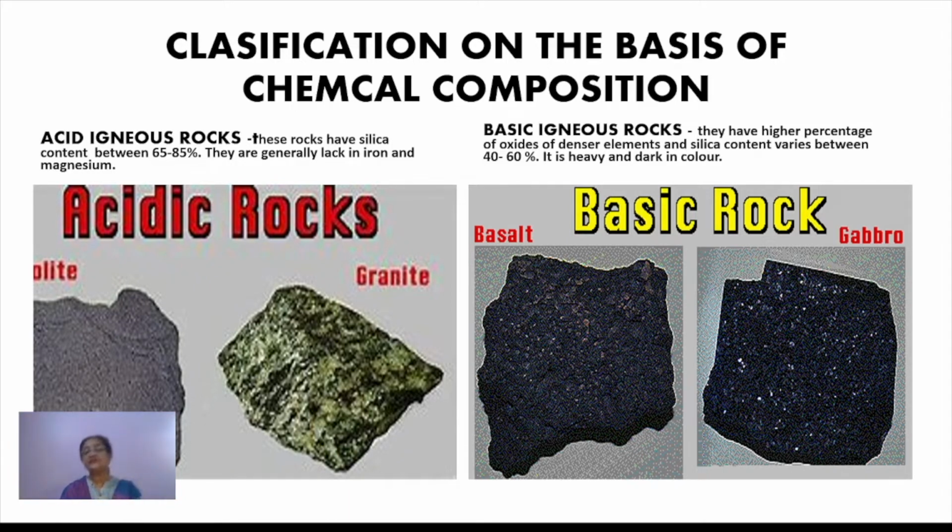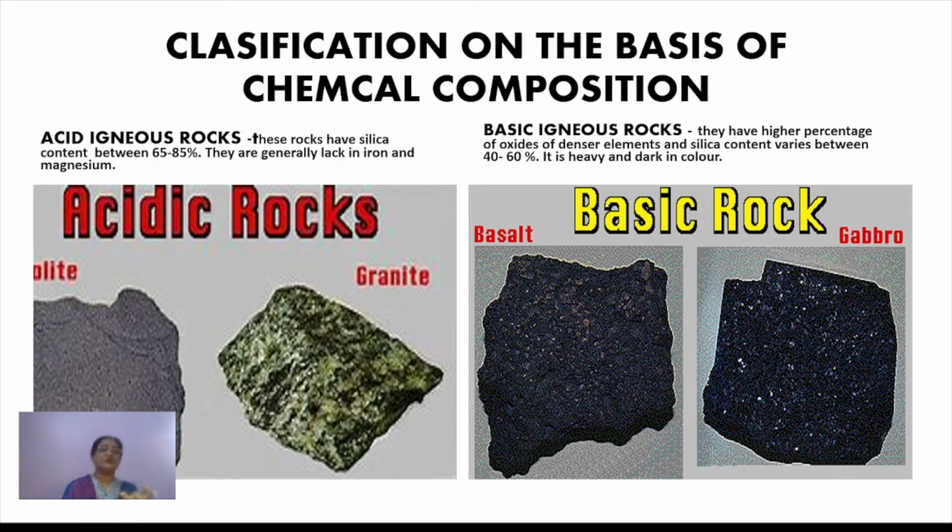What is basic igneous rock? In basic igneous rock, the percentage of silica goes down. In this, the percentage of silica is almost 40 to 50%, or at maximum it reaches 60. That is the silica content. And what about the other oxides of heavy metals? They are covering the rest of it. So the oxides of heavy metals are higher in percentage in the case of basic igneous rock.